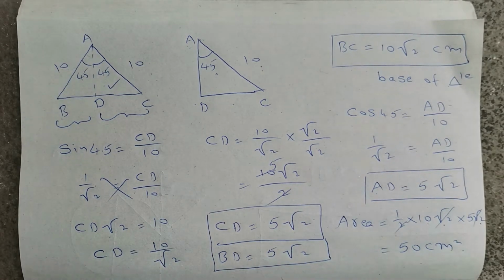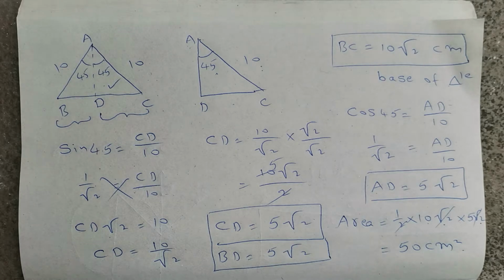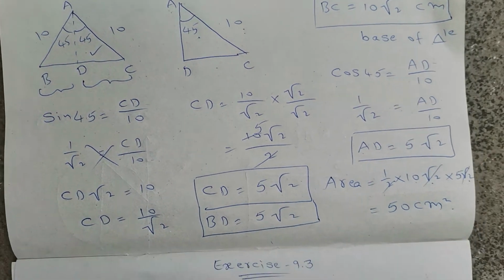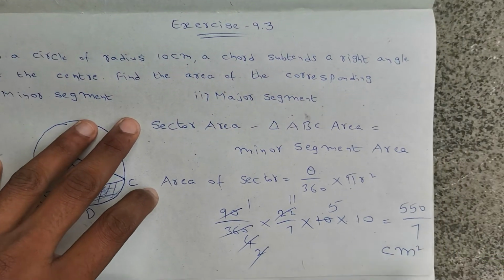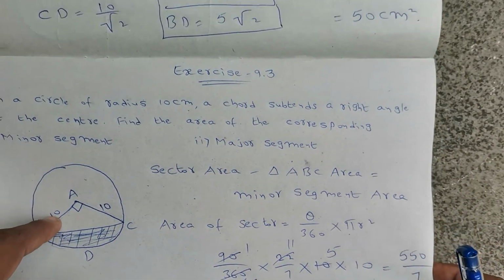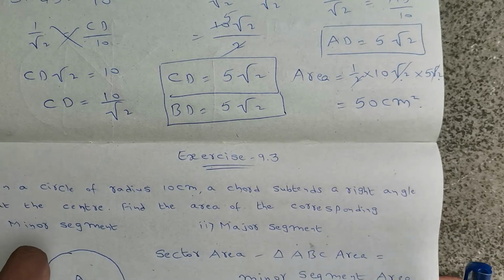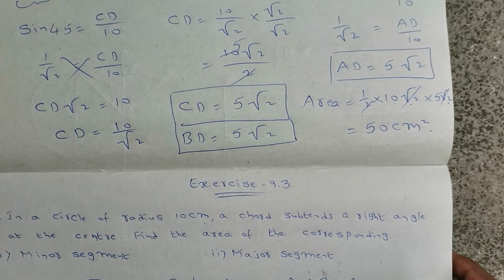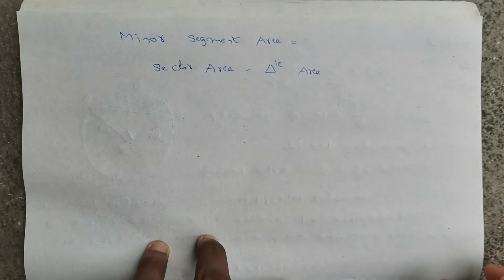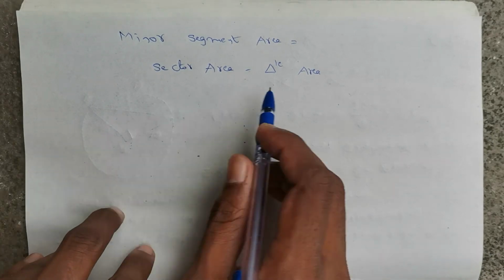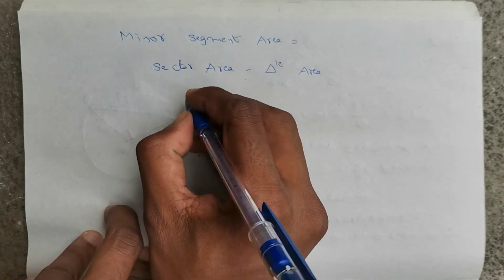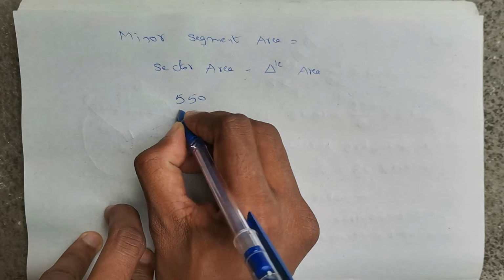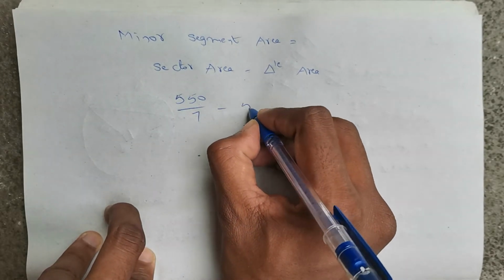Okay, then we need to find out the area of the minor segment. Area of the minor segment is nothing but sector area minus triangle area. Sector area in the previous page we got, that is 550 divided by 7. Now we got the area of the triangle as 50. So let us do the subtraction of these two. Sector area is 550 divided by 7 minus triangle area 50.